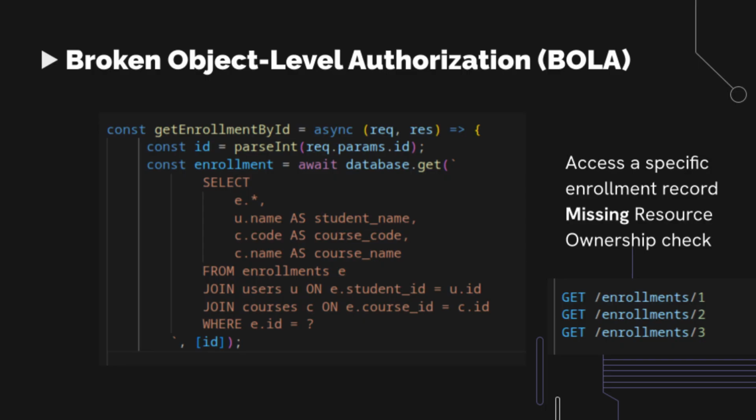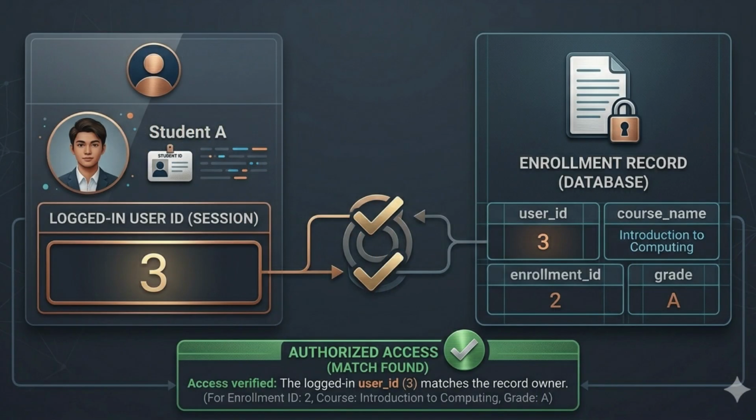If the backend does not verify ownership, a user can access records that do not belong to them. We must ensure that a user can only access their own enrollment records, not other users' records. So how can we do that? We can solve this by adding a resource ownership check. Let's understand how this works.